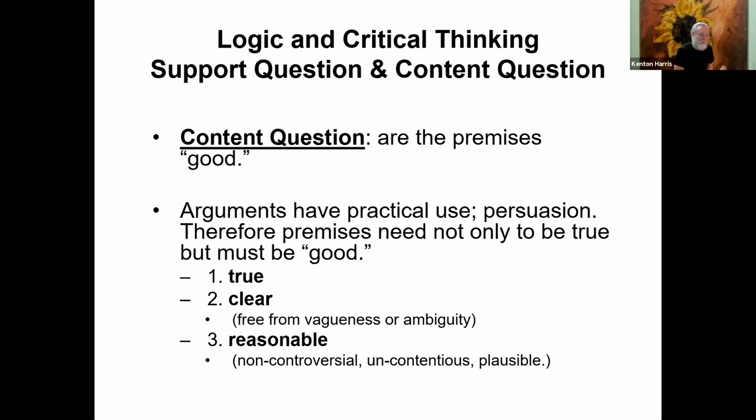So not only must your premises be true, they also must be clear. They must be free from vagueness and ambiguity that prevents me from understanding what you're saying and understanding that what you're saying is true. And then finally, your premise set must be reasonable. By reasonable, I mean non-controversial or uncontentious or plausible. Again, remember what the point of an argument is. It's to persuade. So you can't use premises that your audience finds unreasonable or unacceptable. If they don't accept your premise set, then even if what you're saying is true, and even if it's clear, it's not going to be convincing.